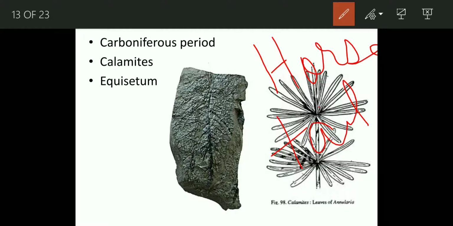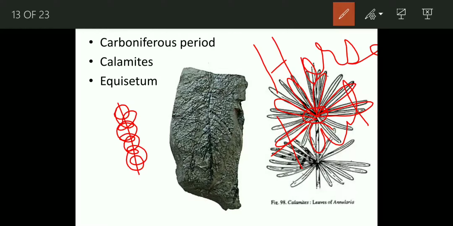So here also we have a very clear-cut differentiation into root, stem and leaves. Here leaves could be expanded or they could be scale-like, and they show whorl arrangement. That means you can see this is the whorl arrangement. They are arising from a single point. All the leaves, you can see, this is a whorl arrangement. And in the case of Lycopsida, they showed spiral arrangement. That means they were revolving around the stem. That is the spiral arrangement. So this is the difference between the Lycopsida and the Sphenopsida.